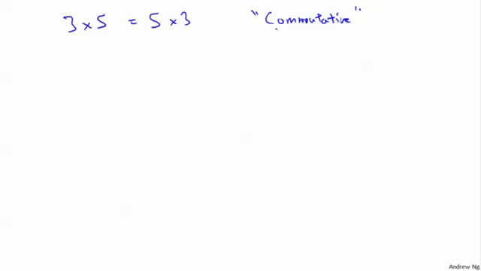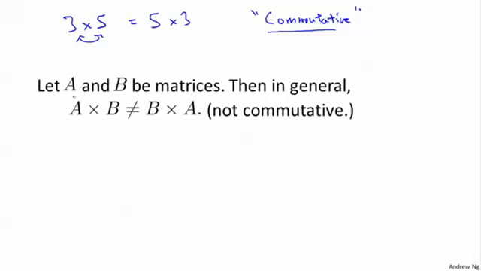It turns out this property, that you can reverse the order in which you multiply things, is not true for matrix multiplication. So concretely, if A and B are matrices, then in general, A times B is not equal to B times A. So just be careful of that. It's not okay to arbitrarily reverse the order in which you multiply matrices. So we say that matrix multiplication is not commutative. It's a fancy way of saying it.